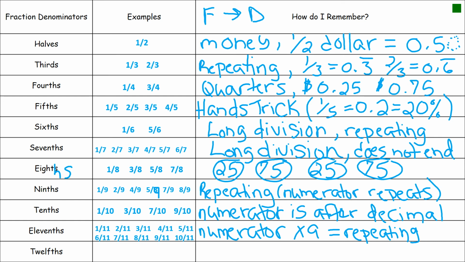And moving on to 12ths, because a lot of these simplify, we only have 1/12, 5/12, 7/12, and 11/12. These will be repeating and you will want to use long division. So it's a good thing that a lot of them do simplify because it saves you a lot of work if you can figure out how they simplify.